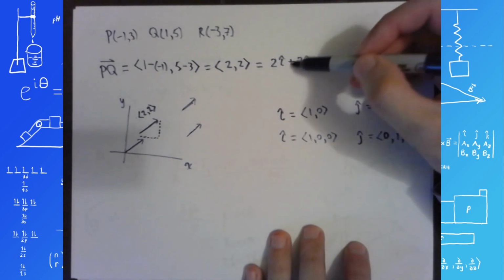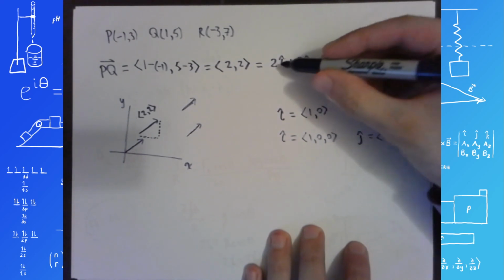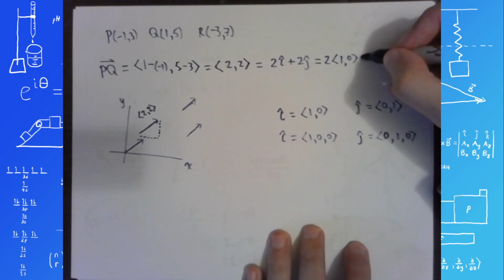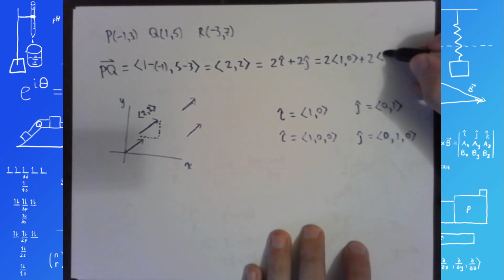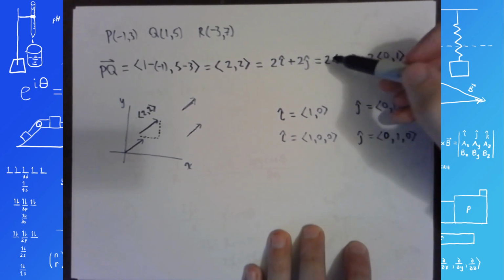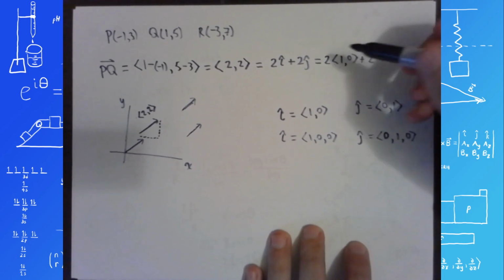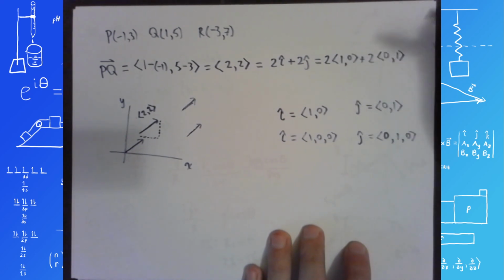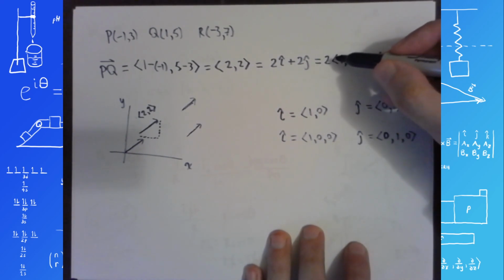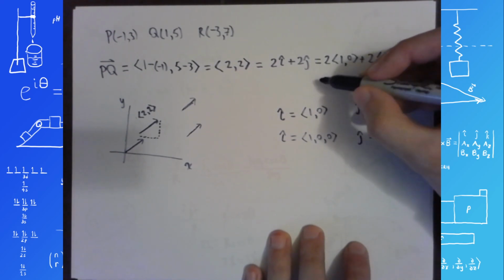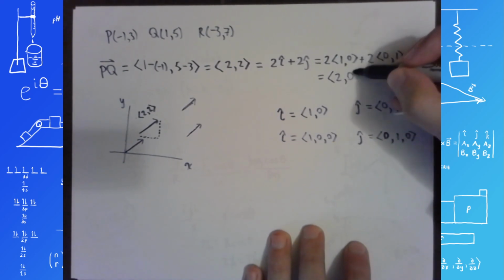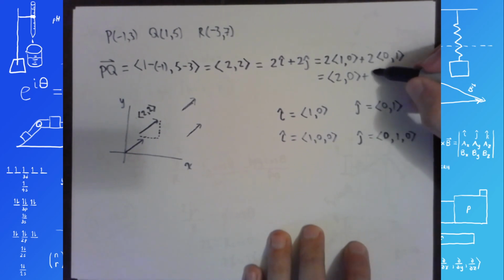And if we take a look at this, then we can actually justify this. We can say 2 times i hat, which is 1 comma 0, plus 2 times j hat, which is 0 comma 1. You can distribute the 2s. Any constant outside of the angle brackets of a vector can just be distributed over the components. So we get 2 times 1 and 2 times 0. 2 times 1 is 2. 2 times 0 is 0. Plus, over here we've got 2 times 0 is 0 again, and 2 times 1 is 2.